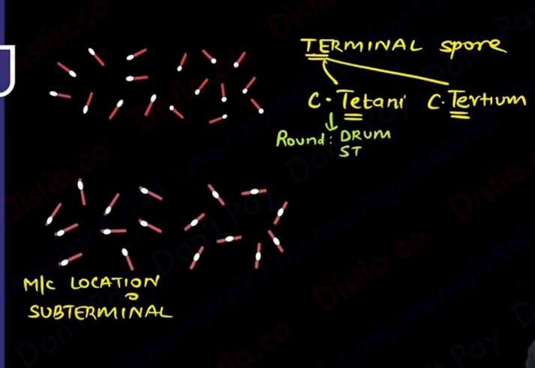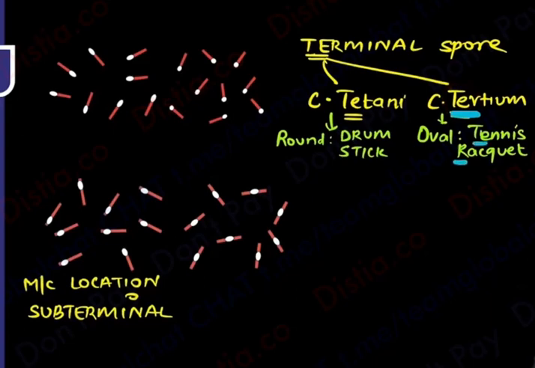Because this is terminal and round, it looks like a drumstick. Tetani is going to look like a drumstick, whereas tertium is going to be an oval spore, so that is going to look like a tennis racket. Many students get confused in the exam about which is drumstick and which is tennis racket. So again, tertium is TER, which is TE for tennis racket. So tertium is tennis racket and tetani is drumstick, but both have TE, so both are terminal.